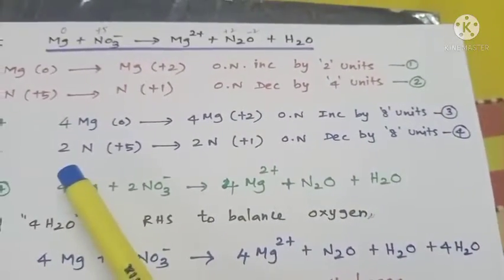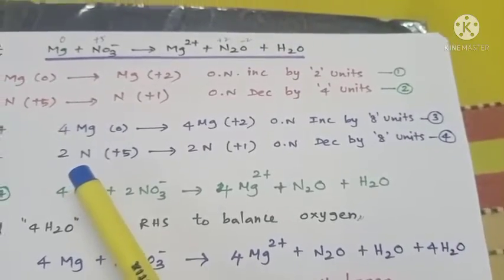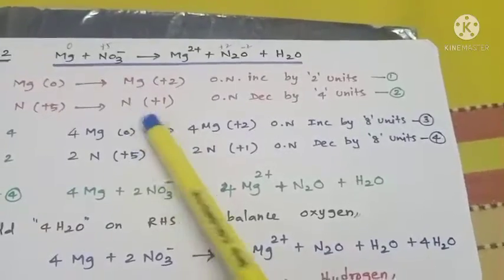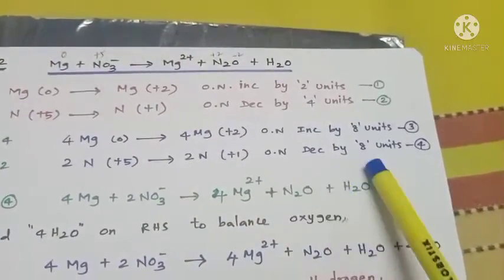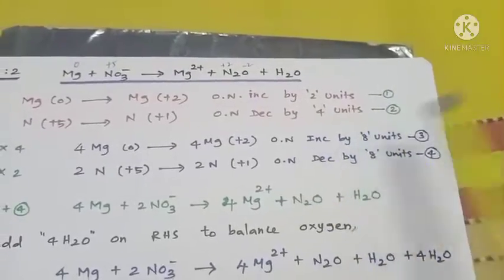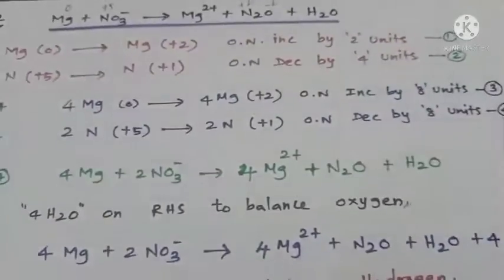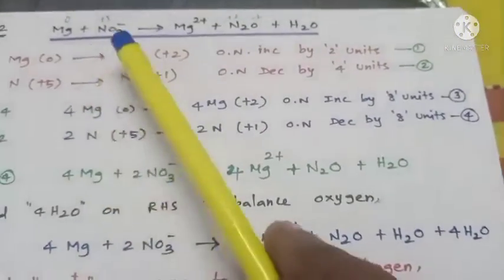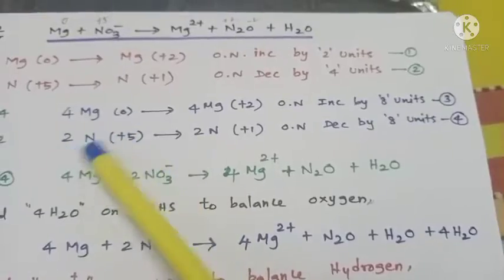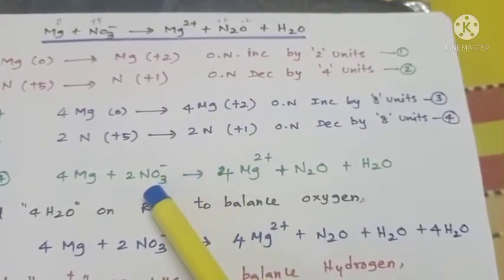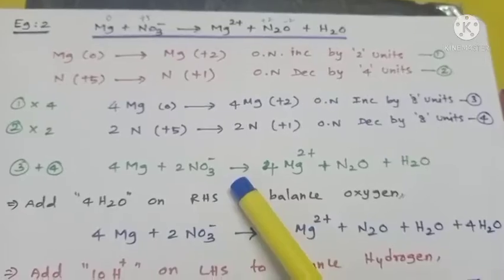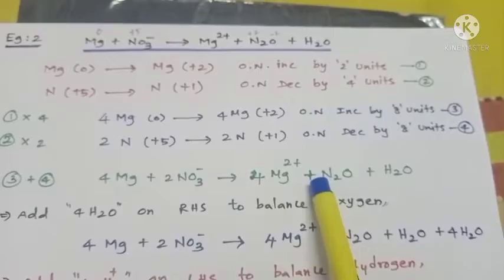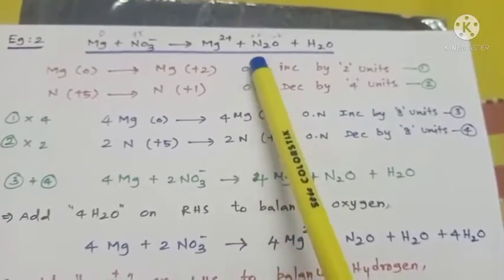This is equation 3. Then equation 2 multiplied by 2: 2N in plus 5 state gives 2N in plus 1 state. The oxidation number decreases by 8 units. Now the oxidation number increase and decrease are balanced, so you can add these two equations. 4 Mg, you have to compare with the original equation. Plus 2N, but originally NO3 minus, so 2 NO3 minus gives on the right side 4 Mg2 plus, and 2 nitrogen, but here N2O.